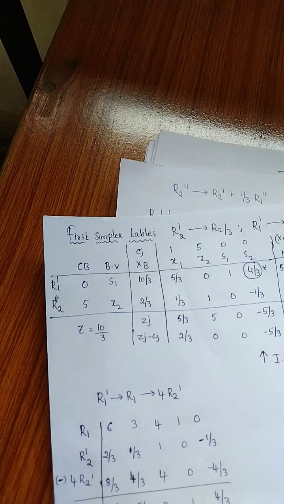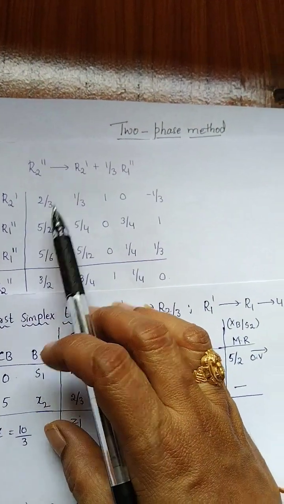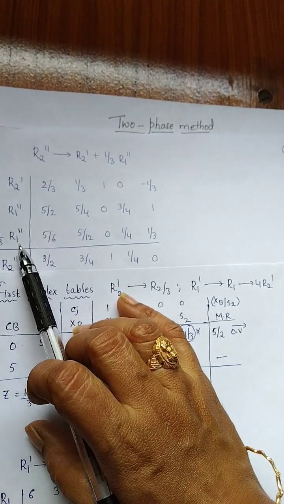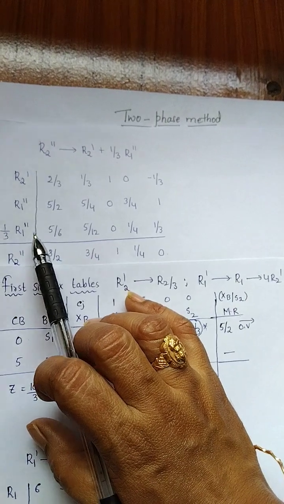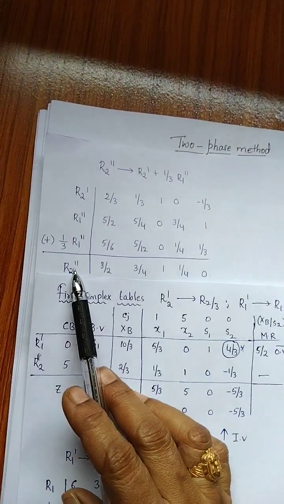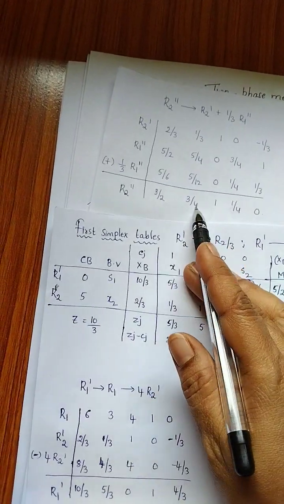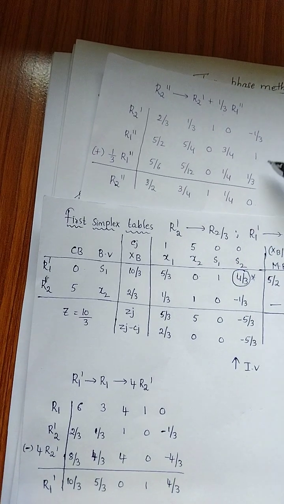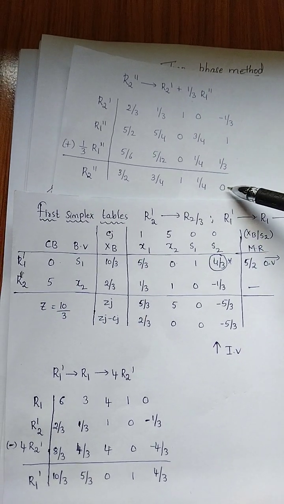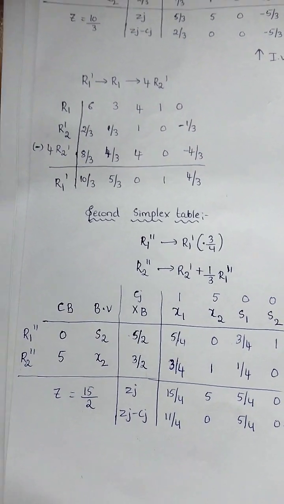The row operation here, we are going to use that. So here it is 2 by 3, 1 by 3, 1, 0, minus 1 by 3, that is R2 dash. If you are multiplying with 1 by 3 into R1 double dash, you have to use the new row, which is the key row. Okay. So here R2 double dash, you got this value, that is 3 by 2, 3 by 4, 1, 1 by 4 and 0. We have added these two rows. That is minus 1 by 3 plus 1 by 3, we got 0 here. That is the same row which I have noted here in the R2 double dash.